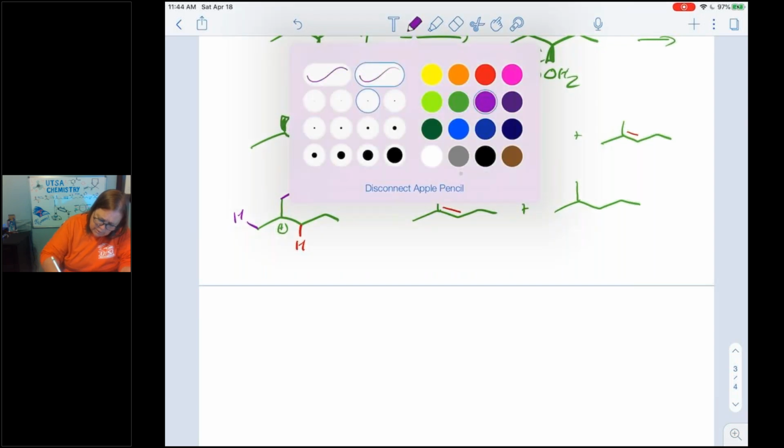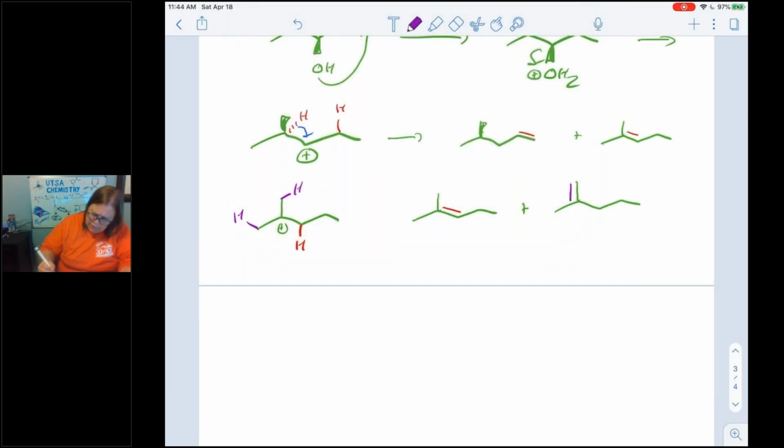And again, if I ask you for the mechanism, you have to show me all of them. You can't just pick and choose. You can't eliminate all of these protons at once off of this species.